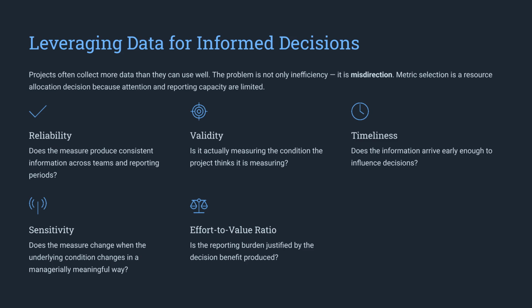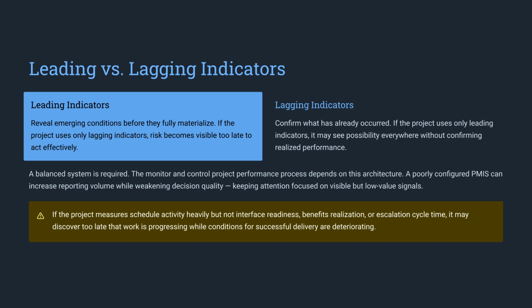More project data does not automatically improve decisions. Select measures for reliability, validity, timeliness, sensitivity, and effort to value. Measurement should direct scarce management attention toward information that can actually influence action. Leading indicators reveal emerging conditions early enough for intervention. Lagging indicators confirm what has happened. Effective control requires both, supported by a system that improves decisions rather than merely increasing reporting.